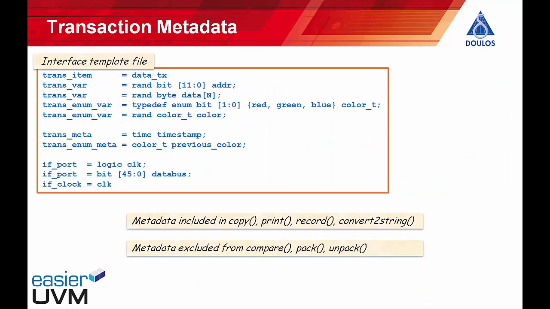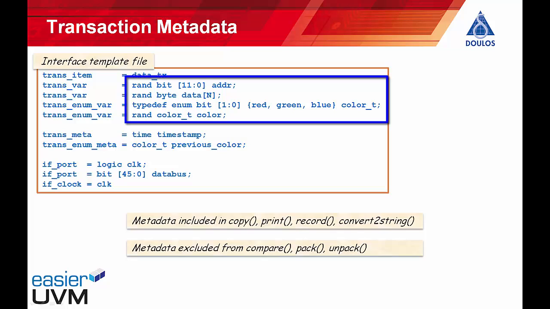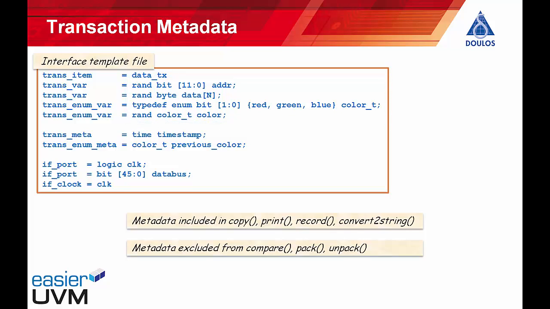So we've looked at a number of methods, and we've seen that each of those methods are including the variables of the transaction object within their definitions. So for regular variables, that is variables that represent essential data that's part of the transaction and is going to be sent to the design under test, you'll want those variables included in all of the automatically generated methods.